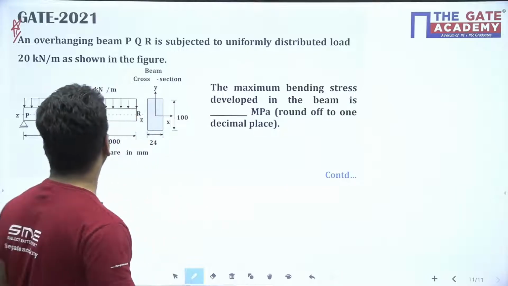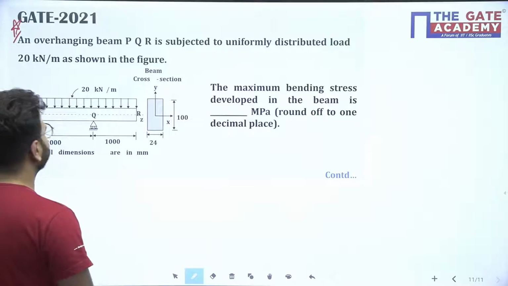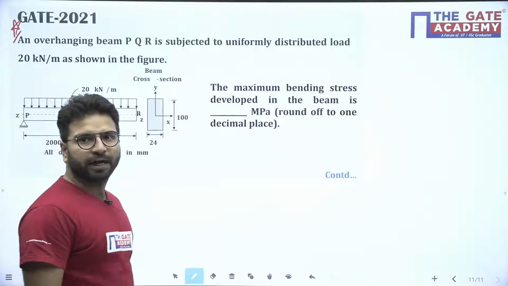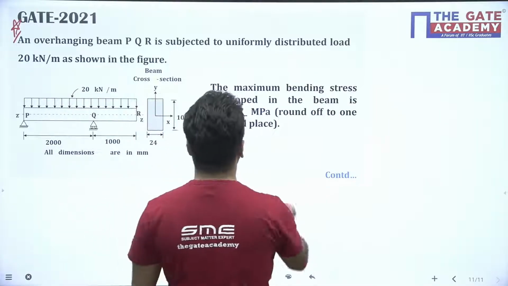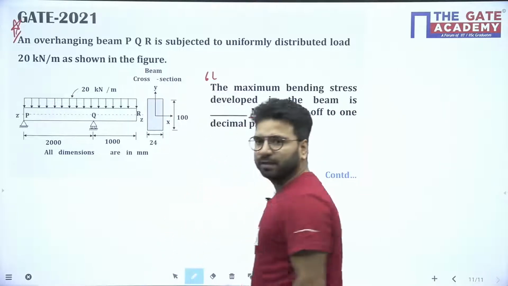What is the question saying? An overhanging beam PQR is subjected to UDL 20 kilonewton per meter as shown in the figure. Okay, as shown in the figure, this diagram is given to you. The maximum bending stress developed in the beam is megapascal. What we have to do?